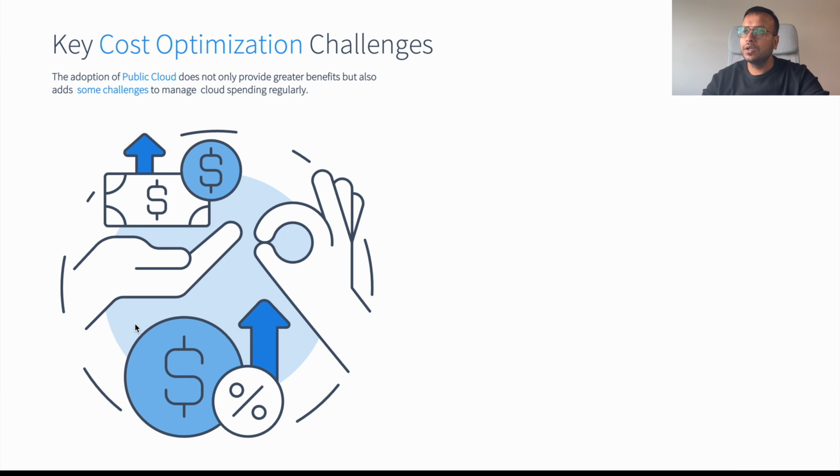Now let's move on to the most important topic for this video, that is key challenges for cost optimization. The adoption of public cloud does not only provide greater benefits, but it also adds some challenges to managing cloud spending regularly. Through different types of hosting services in the cloud, such as infrastructure as a service or platform as a service, organizations are adding numerous bills continuously as cloud resource consumption occurs, and struggle to generate a right cost estimate. There are 6 common challenges to cloud cost control.